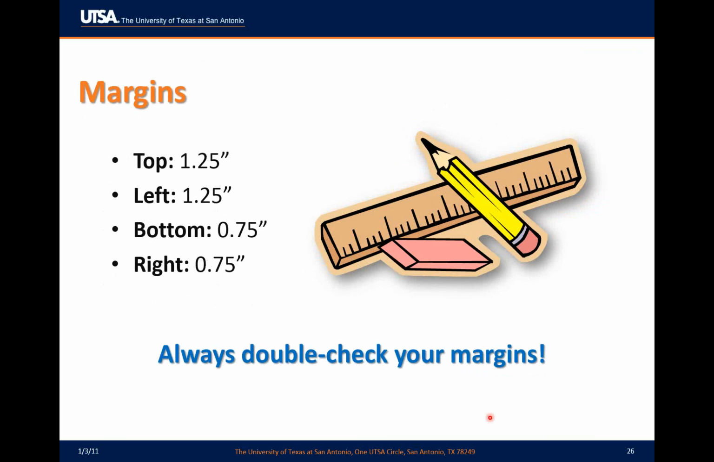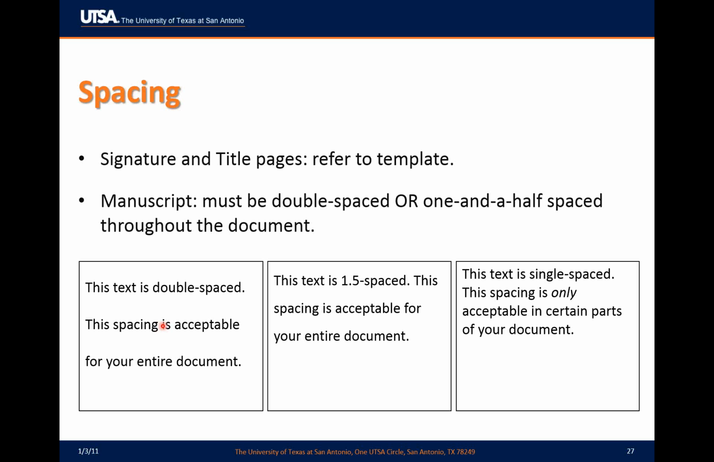Spacing. We talked about spacing a little bit as we went through the template, and it does vary sometimes in these pages. So if you'll recall, the signature and the title page have very specific spacing. There are sections that are double-spaced, single-spaced, etc., all on one page. Refer to the template for those pages because you do need to match it. You need to make sure you have the right spacing. Throughout the rest of the manuscript, it should be double-spaced, or you can do 1.5 spacing throughout the document. Now, to be very honest with you, most students double space. This is the standard spacing that we see.